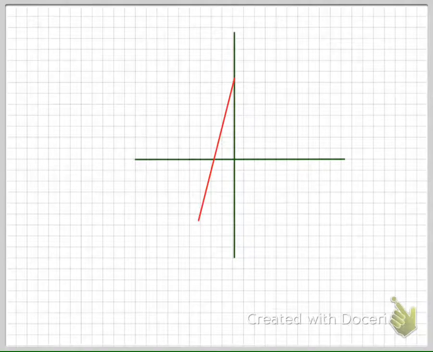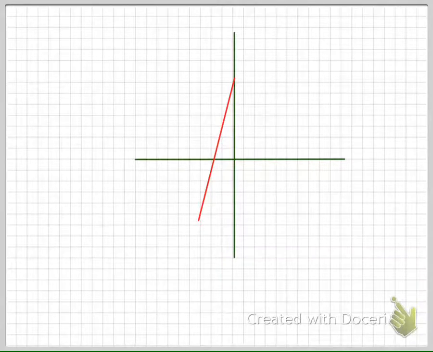What else will be true about parallel lines? They will both cross the y-intercept, but not together. If they crossed it together, then they wouldn't be parallel. They just will cross at different spots. Does that make sense? They'll cross at different spots, but their slopes will be identical.